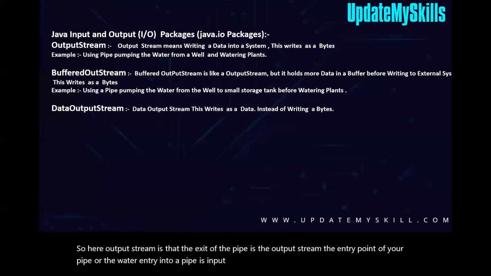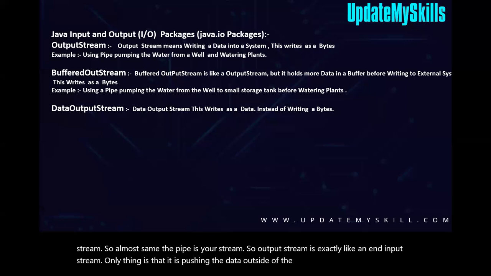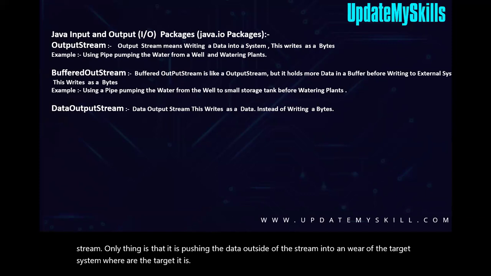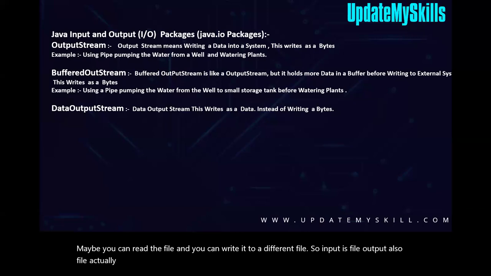The water exit from your pipe is the output stream. So almost the same, the pipe is your stream. So an output stream is exactly like an input stream. The only thing is that it is pushing the data outside of the stream into whatever the target system is. Maybe you can read a file and write it to a different file. So input is a file, output is also a file actually, and your streams are reading from the file and writing to another file.